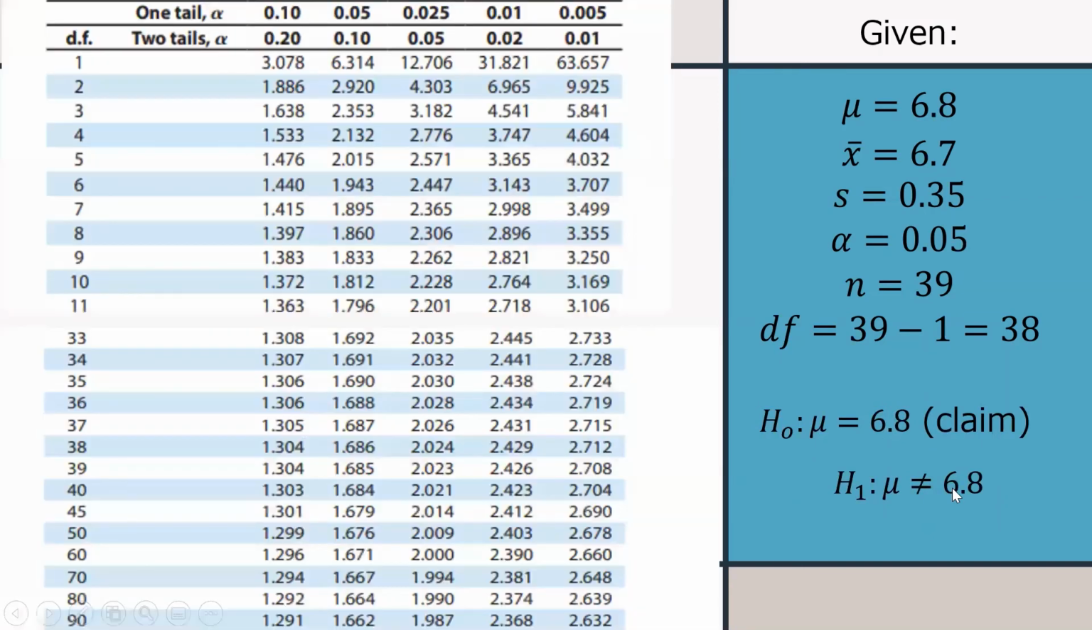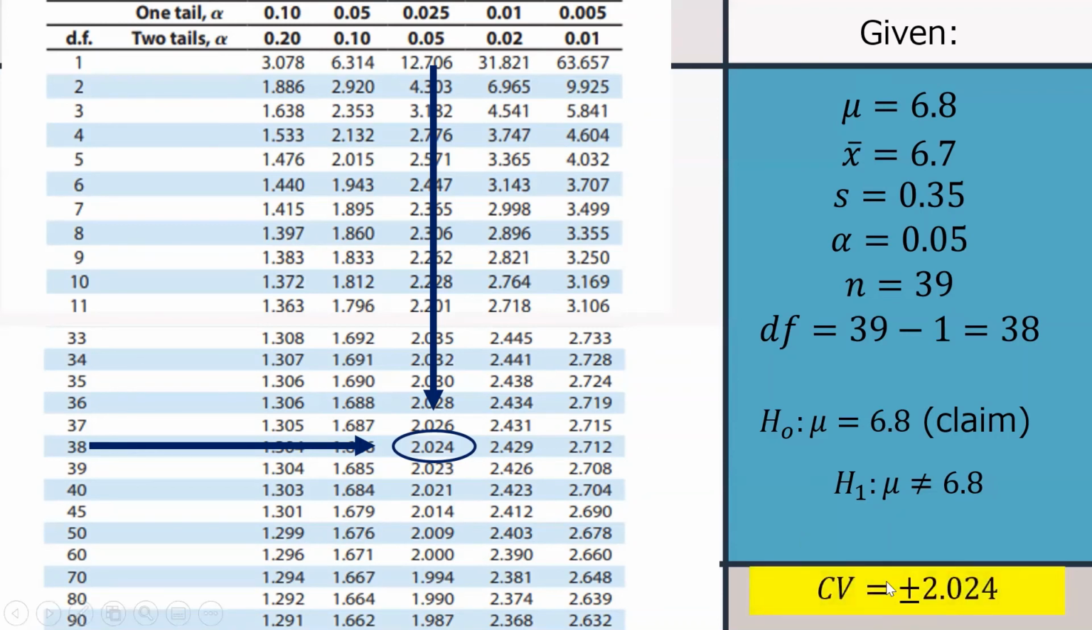Now, let us find the critical value using the t-distribution table. Since the alternative hypothesis uses the not equal to symbol, this is a two-tailed test, so we look at the two tails alpha. The alpha is 0.05, so two tails alpha 0.05 and the DF is 38. The critical value is equal to 2.024. We have two critical values, one negative and the other positive, so the critical value is plus or minus 2.024.